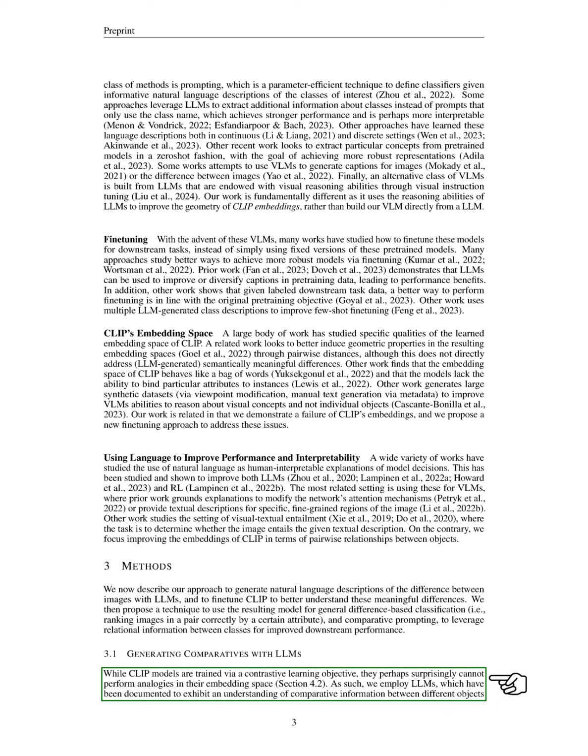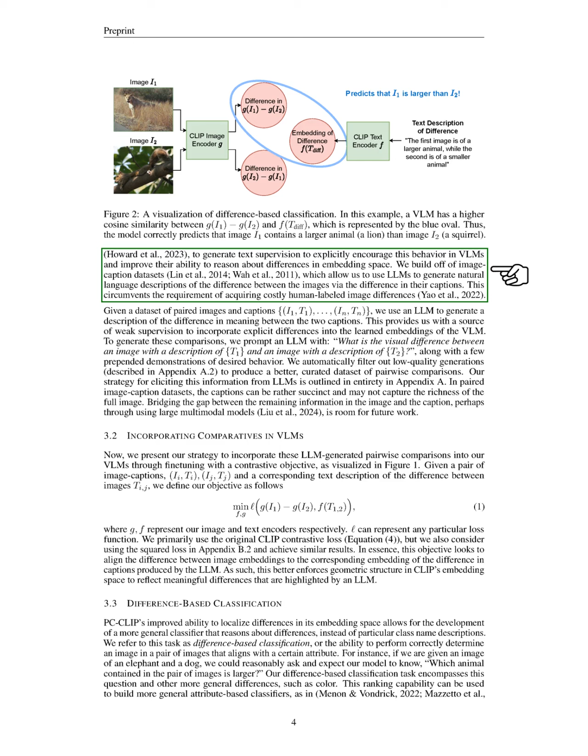We note that while CLIP models are trained using a contrastive learning objective, they surprisingly struggle with making analogies in their embedding space. To address this, we leverage LLMs, which have shown an understanding of comparative information, to generate text that encourages VLMs to better reason about differences in their embedding space. We utilize image caption datasets to create natural language descriptions of the differences between images based on their captions, avoiding the need for expensive human-labeled data.